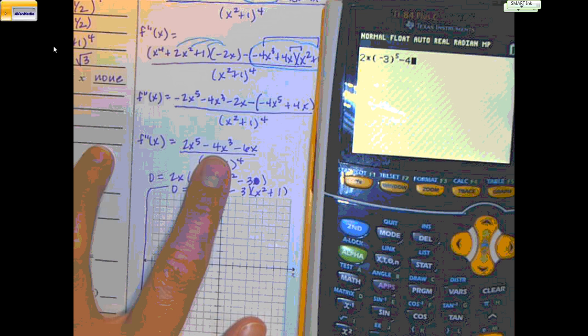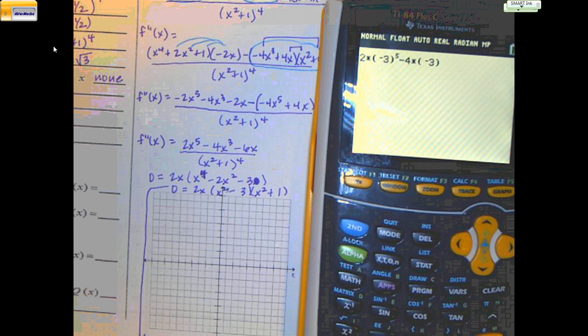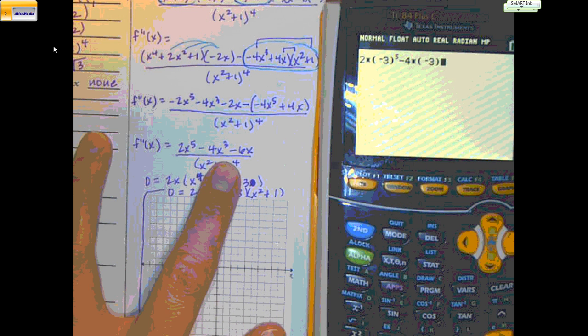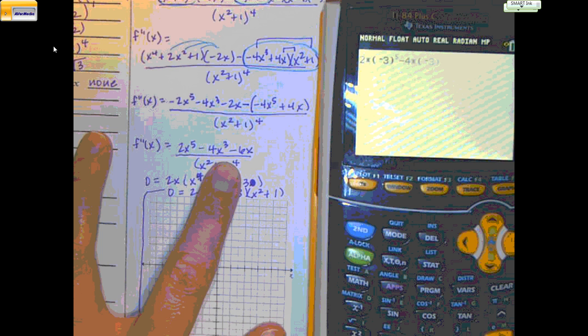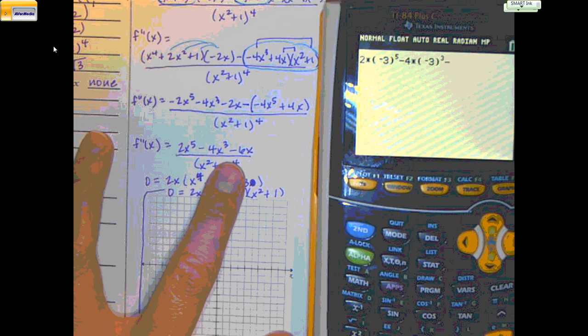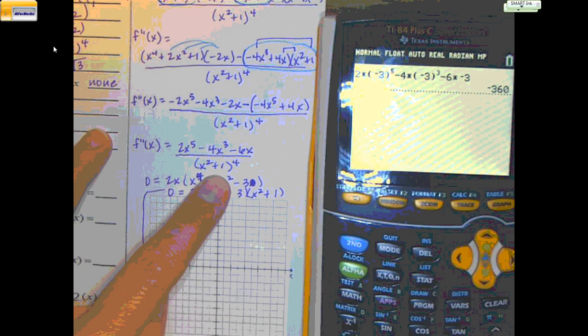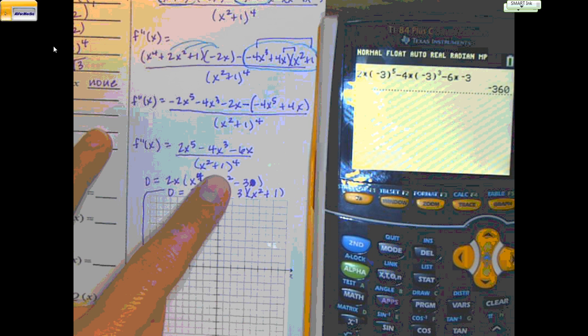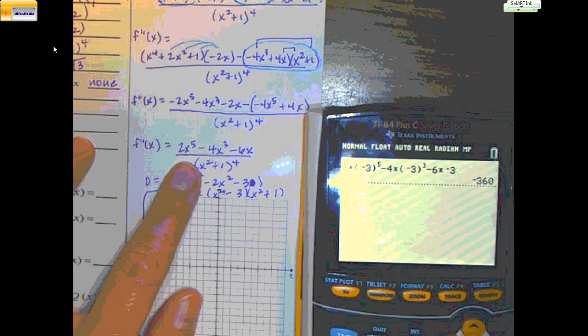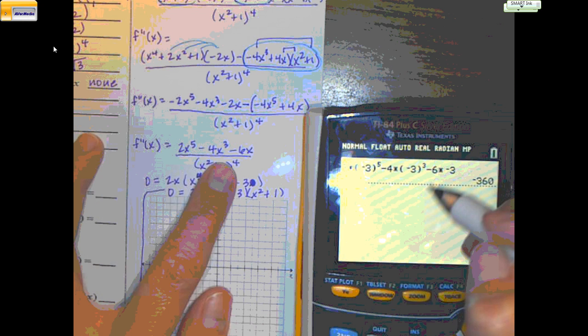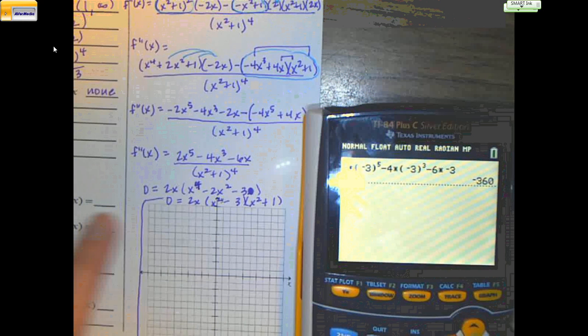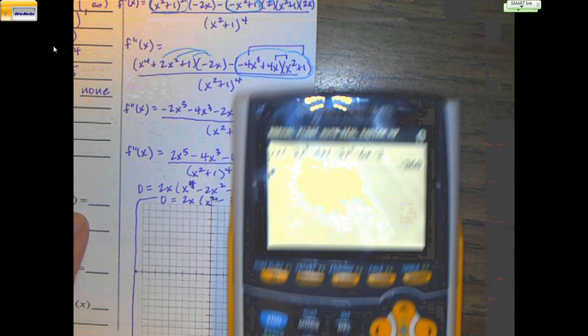I'm just putting a negative 3 in for the number line. Good question. And that's to the 3rd minus 6 times negative 3. So on the top we get a negative, and on the bottom we get a positive. Wait a minute, something's wrong, because I know what it's supposed to turn out to be. Did I type something in wrong? Did you guys get a negative?